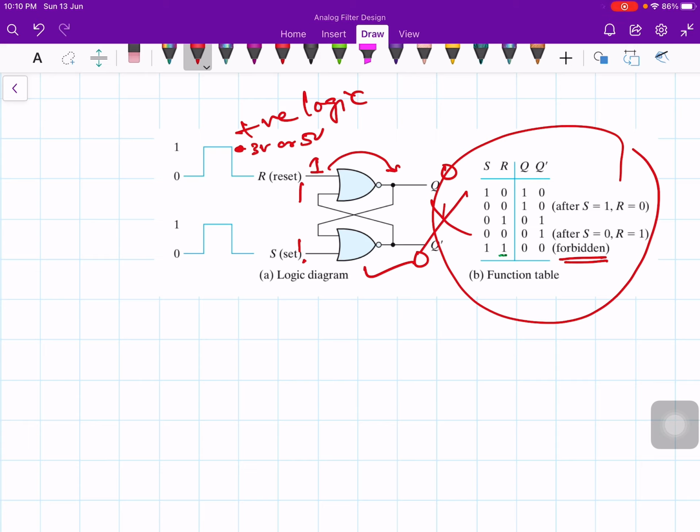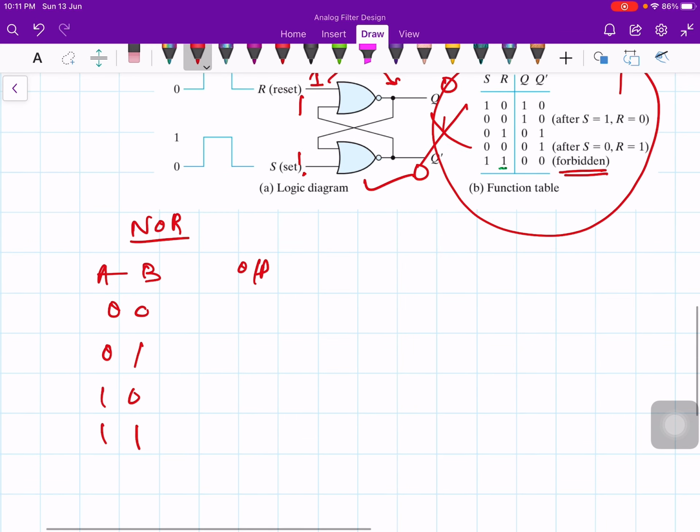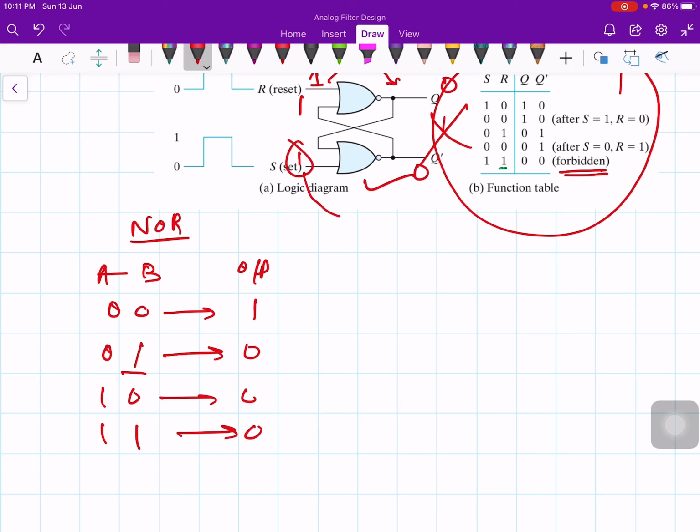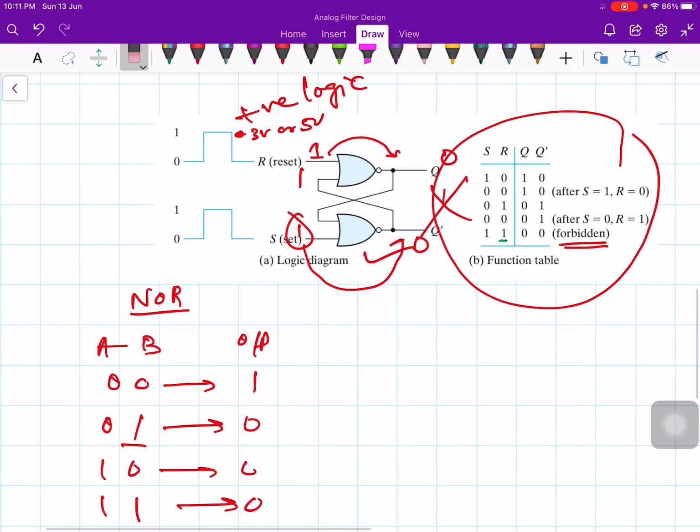Always start with the input where it contains 1, because you just remember the truth table of your NOR gate. So A, B and output: 0 0, 0 1, 1 0 and 1 1. For this condition the output is 1 and for the remaining all it is 0. So if any one input is 1, output is 0. Therefore you look at the input which has logic 1, then from there you start to analyze. It's very easy to analyze these flip-flops.